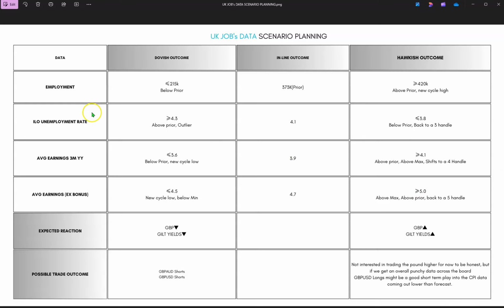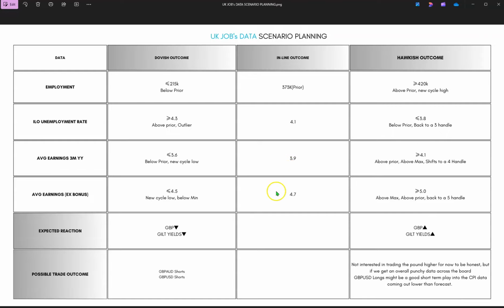Then let's take a look at the employment rate. So this one is actually pretty tricky because we don't have a forecast for this. We only have the prior to work with. And the reason is because the ONS, which is the firm that actually gives this data, we've heard a lot of things regarding them. Like we've been having a lot of data failure and that they actually manipulate these figures.